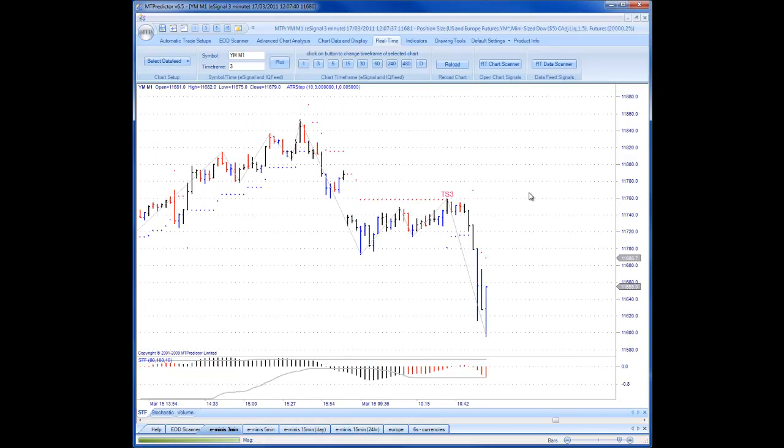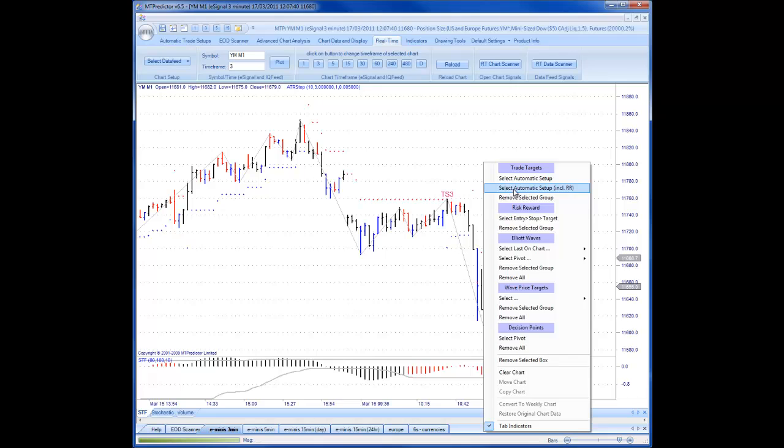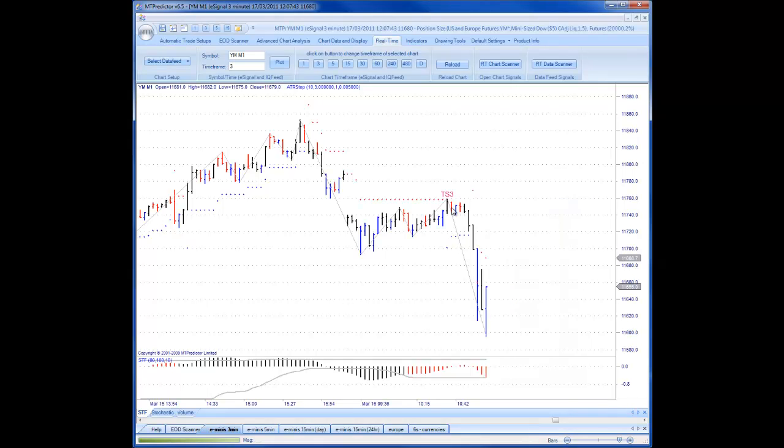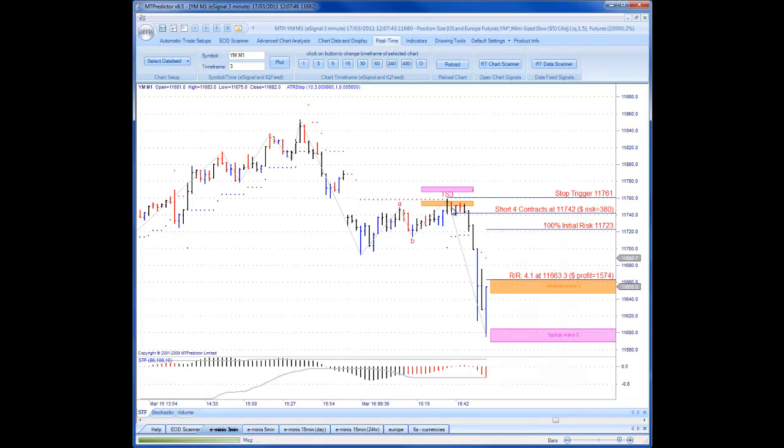If I put the analysis on, right mouse click, select automatic setup, click on the colored reversal bar, you can see that perfect MTPredictor trade setup, STF red, TS3 sell, down to the first target for a nice 4.1R profit. Position sizing took care of the number of contracts to keep your risk under 2% on our sample $20,000 account.